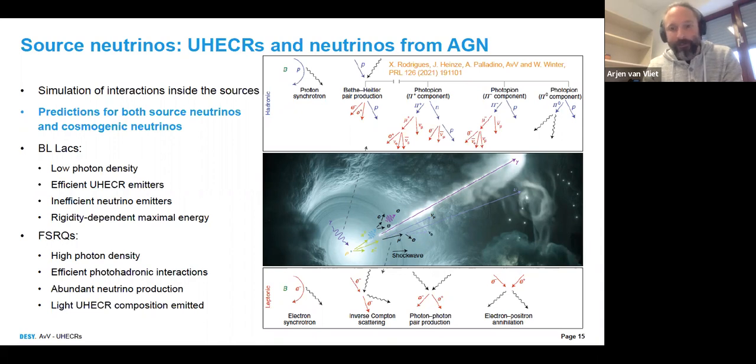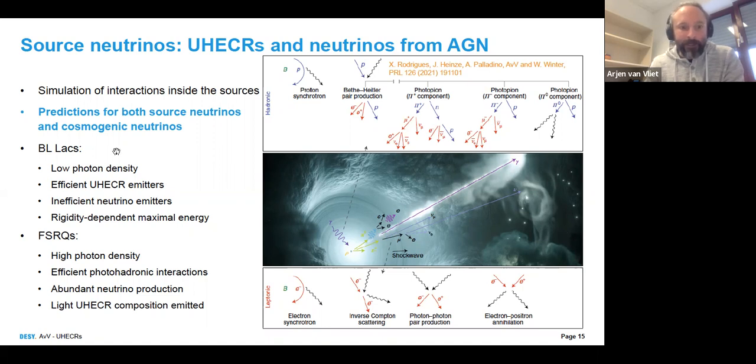So what we did for this study is we simulated not only the interactions during the propagation of ultra high energy cosmic rays to their sources, but also the interactions inside the sources themselves. So what you get then are predictions for both source neutrinos and cosmogenic neutrinos. And we divided up active galactic nuclei into 3 different subsets: low luminosity BL Lacs, high luminosity BL Lacs, and FSRQs.